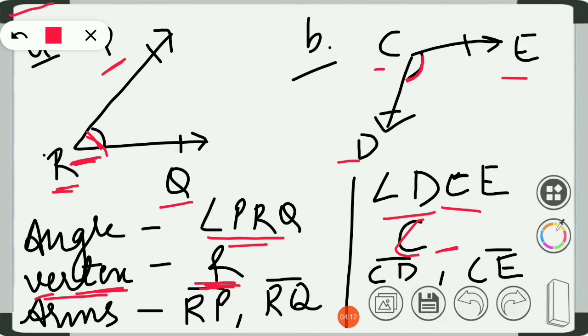Now you have to find the arms. Rays are generally the arms. So there are two rays, the first one is RP and the second one is RQ. There are two arms, RP and RQ. In this figure also there are two arms. First one is CD and second one is CE.